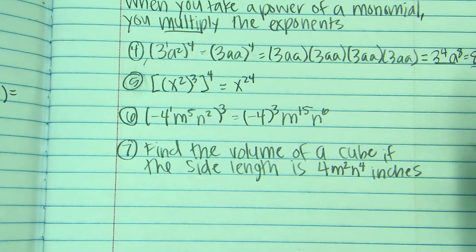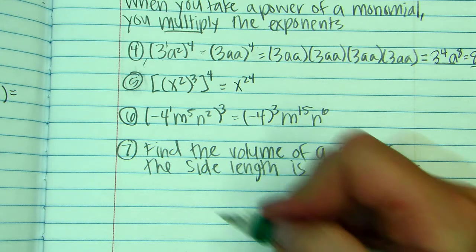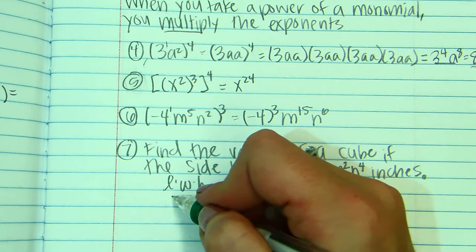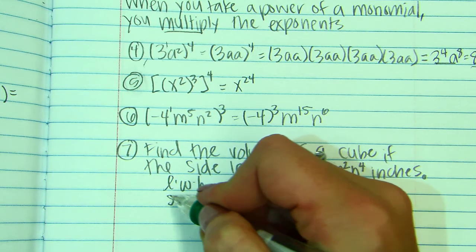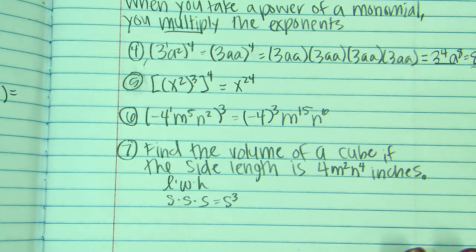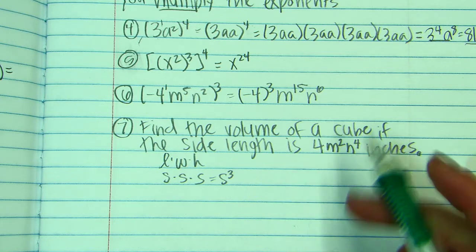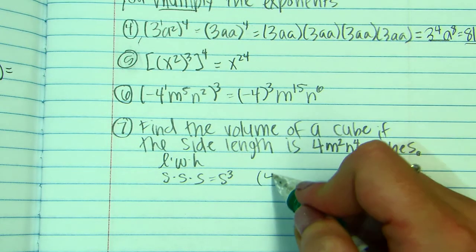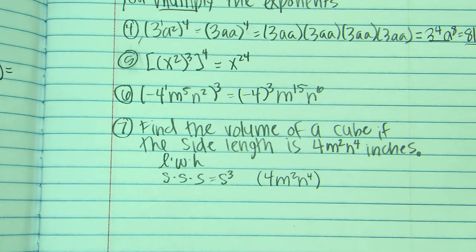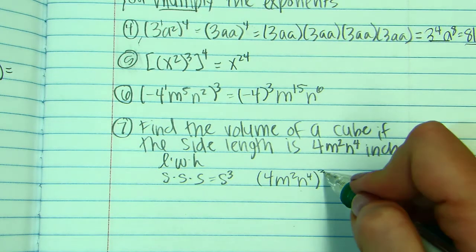So if you think about the volume of a cube, we do length times width times height. But in this case, the length, the width, and the height are all the same because it's a cube. So I'm just going to say s for side length. Since they're all the same, I'm just going to write s times s times s, which we know is really s cubed. So if one side length is 4m squared n to the 4th, then the volume of the cube would be this side length cubed.